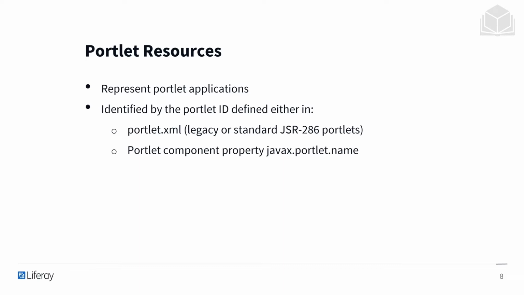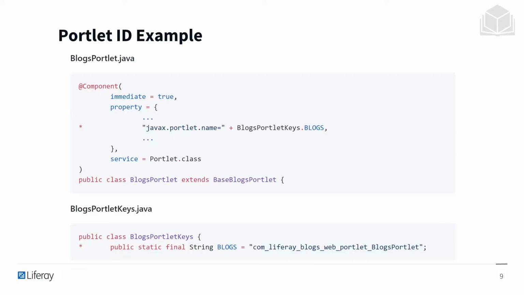the portlet component property javax.portlet.name. By convention, a component's fully qualified class name, with the dots replaced by underscores, is used as the ID, as seen in the code snippet taken from Liferay's blog's portlet in the next slide. And we can see that right here.